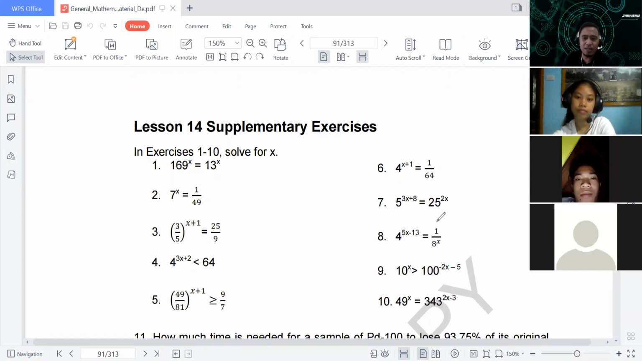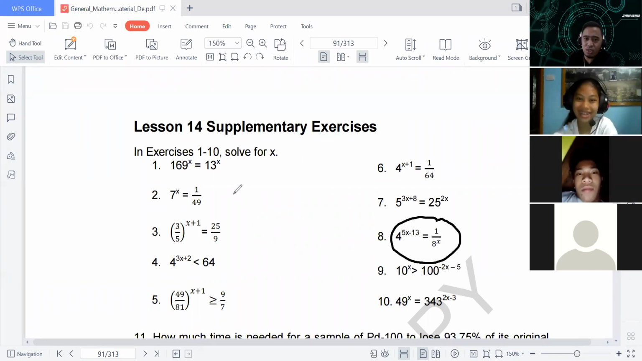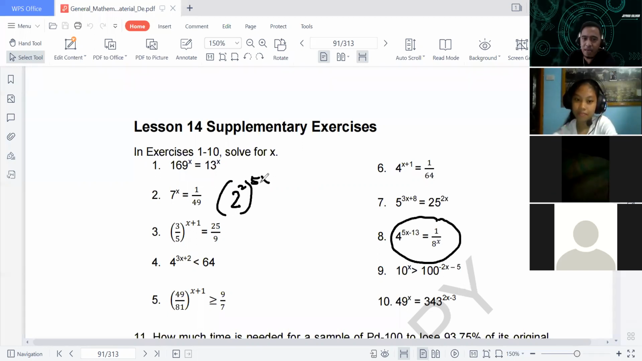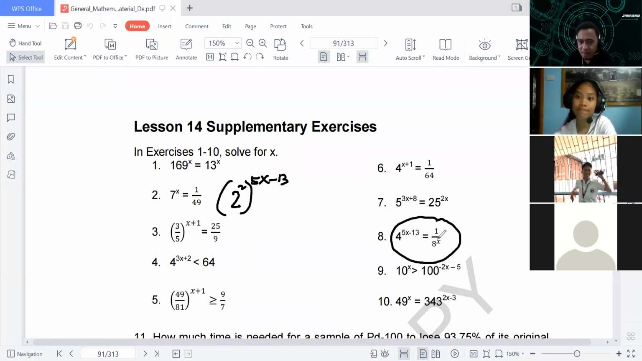One more. How about this one? Okay, 2, sir. Yes? 2. Base of 2. Very good. This one can be written as 2 squared raised to the power of 5x minus 13. Right? This portion can be written as 1 over 2 cubed to the power of x. Agree?